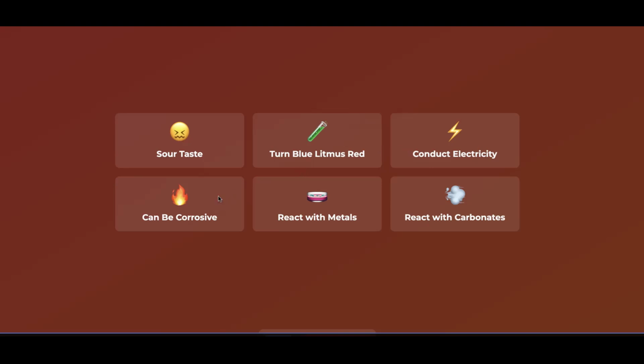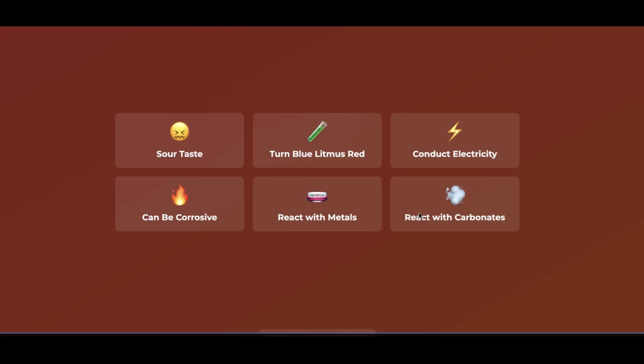Number four, they are corrosive. Many acids, especially strong ones, can be corrosive to metals and organic materials. Number five, they react with metals. Many acids react with many metals to produce hydrogen gas and a salt. The general equation is acid plus metal gives us salt and hydrogen gas.